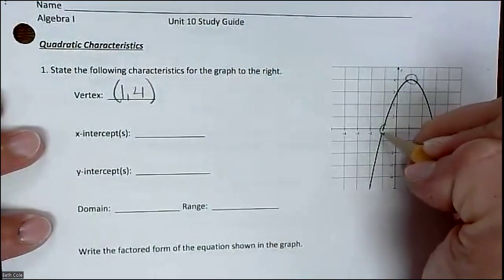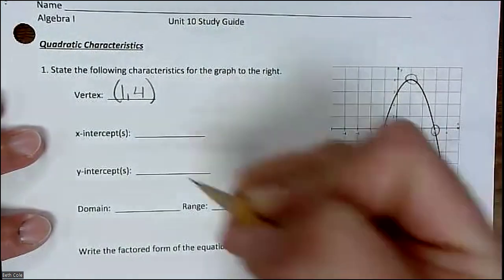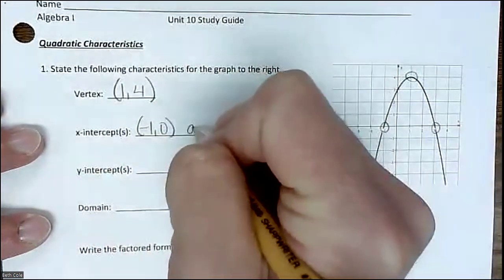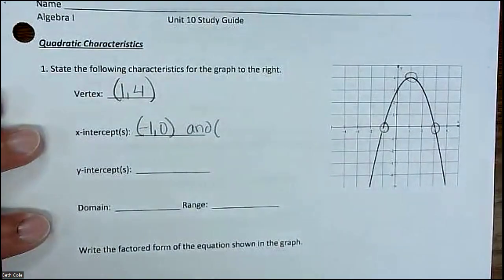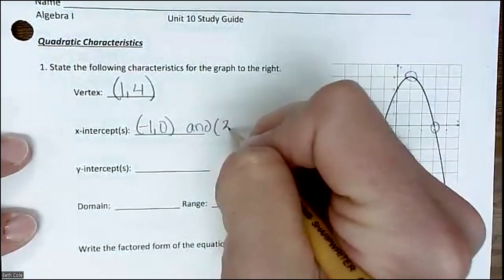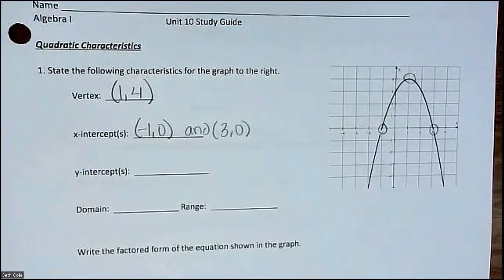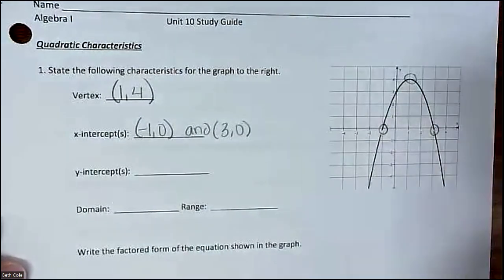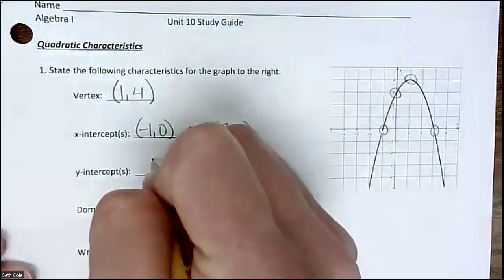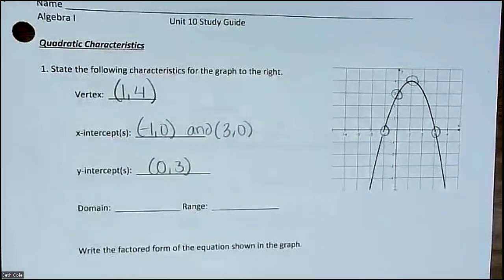The x-intercepts. Again, I don't have a better explanation than look. It's these two: (-1, 0) and where's the other one? (3, 0). You're just looking at the graph. You just have to know which part of the graph to look at. All right, y-intercept. What is your y-intercept? (0, 3). Good. You got everything in the right order too. So nice job.